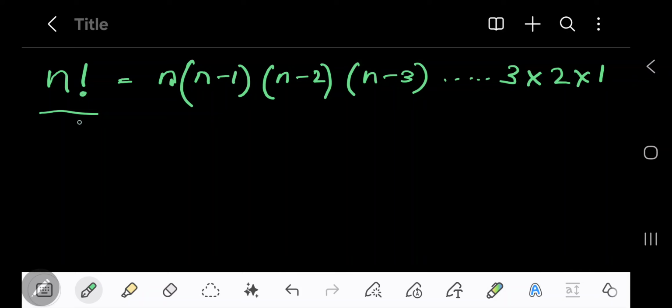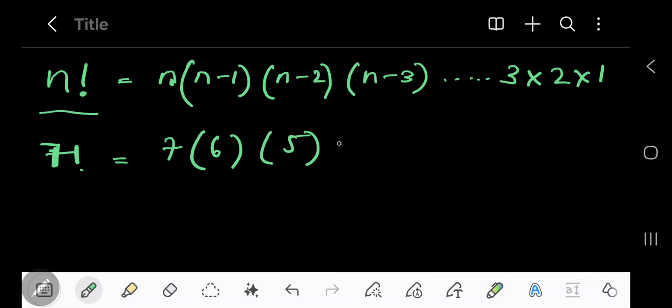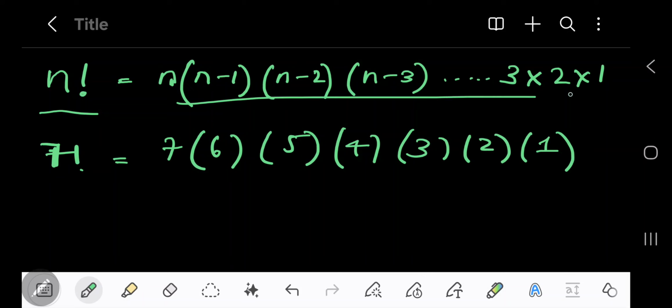So if n was say 7, 7 factorial is 7 times 7 minus 1, 6, times 7 minus 2, 5, 4, 3, 2 and 1 as I've written.